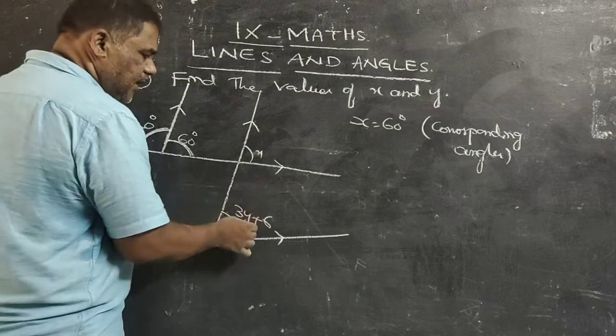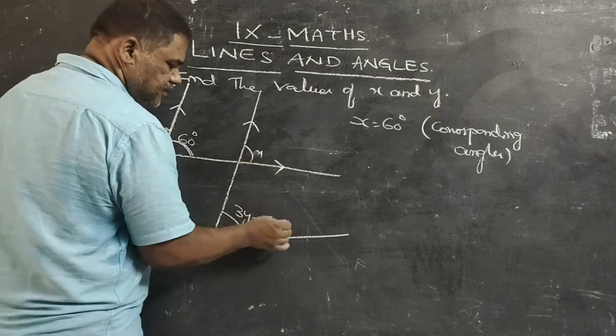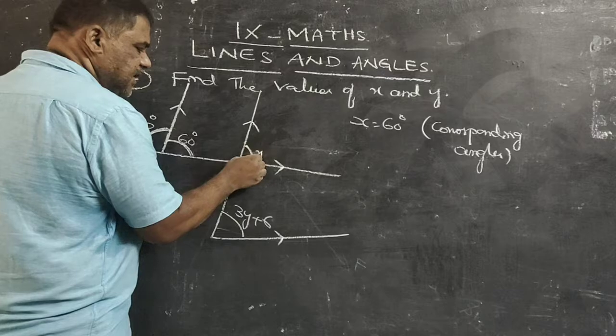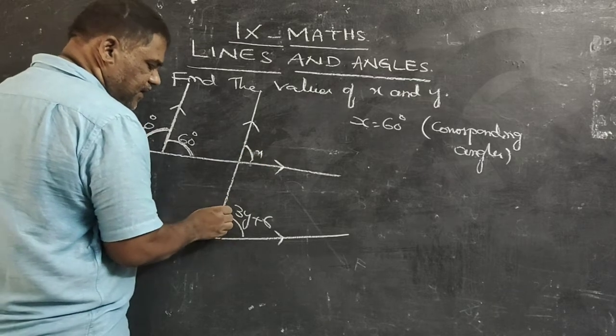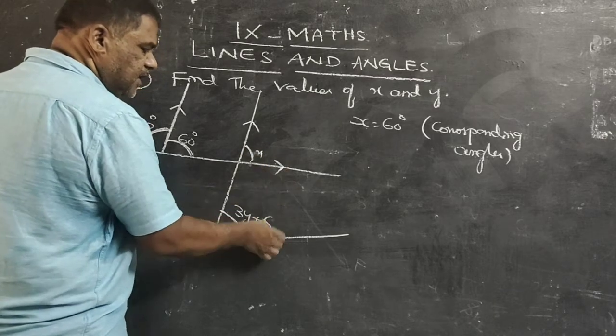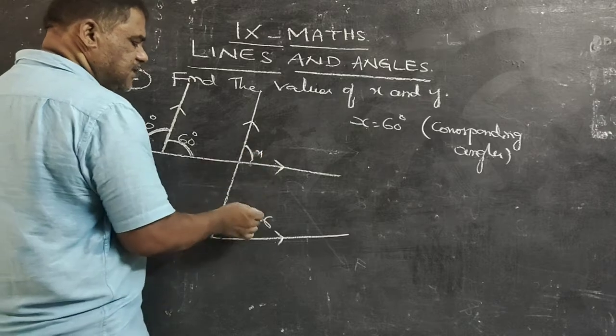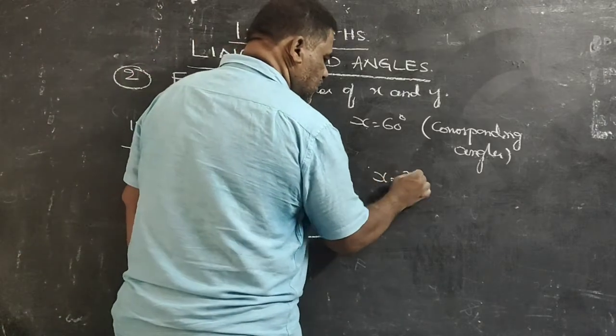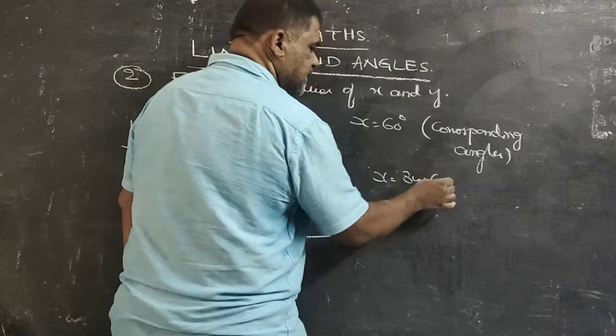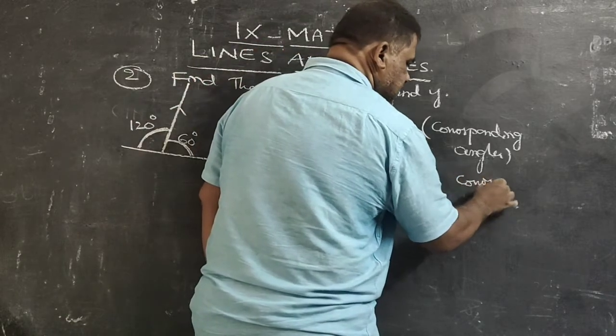If it is 60, x is also 60. Now these two lines are parallel. Above the line x is there, here above the line 3y plus 6 is there. If two lines are parallel, corresponding angles are equal. x is equal to 3y plus 6, they are called corresponding angles.